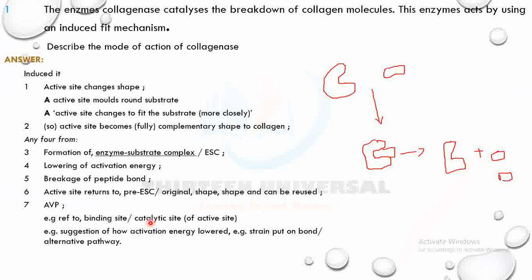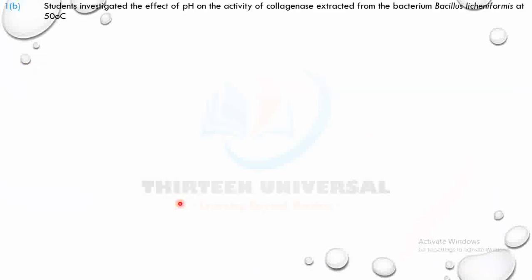But if you are dealing with lock and key, the active site is complementary to the substrate. So the substrate binds to it, and it doesn't change its shape. But all of this also happens: formation of the enzyme substrate complex, lowering of activation energy, breakage of the peptide bond. The active site doesn't return to its original shape, because it still maintains its original shape. All right, let's go to the next question.